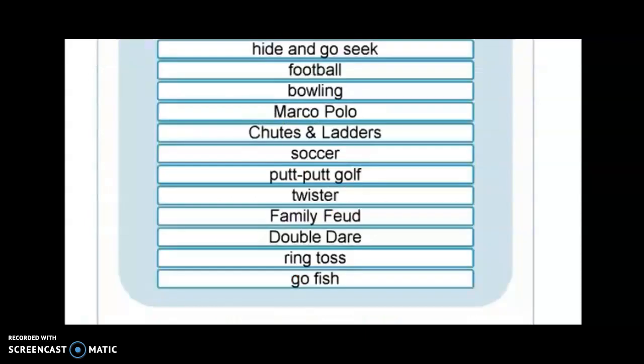What game are you going to play with your family? I'll leave the brainstorming ideas up for you. Fill in your 2 with the game you played now.